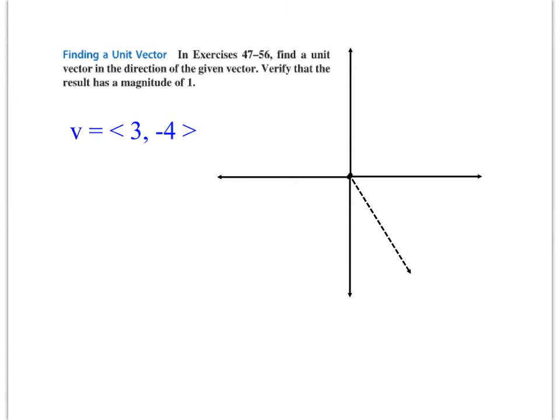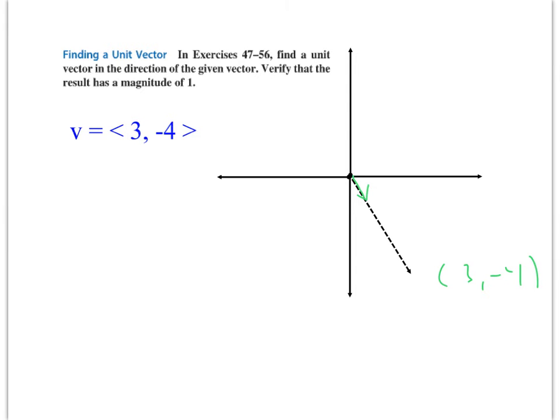Okay, so let's look at this one right here. Find a unit vector in the direction of the given vector. Verify that the result has a magnitude of 1. So first of all, we're going to look at vector v right here. It is certainly a fourth quadrant vector. This terminal point is at 3, negative 4. So I can actually write that if I want. This is at 3, negative 4, right? But the whole point is now we're looking for a little unit vector in the same direction that has a length of 1.